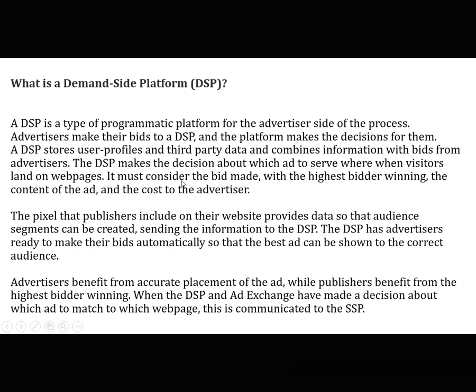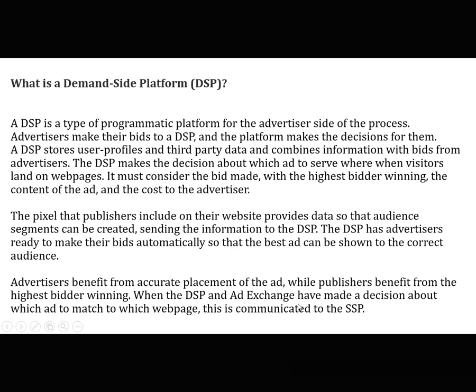It must consider the bid made, with the highest bidder winning, the content of the ad and the cost to the advertiser. The pixel that publishers include on their website provides data so that audience segments can be created, sending the information to the DSP. The DSP has advertisers ready to make their bids automatically so that the best ad can be shown to the correct audience. Advertisers benefit from accurate placement of the ad, while publishers benefit from the highest bidder winning.